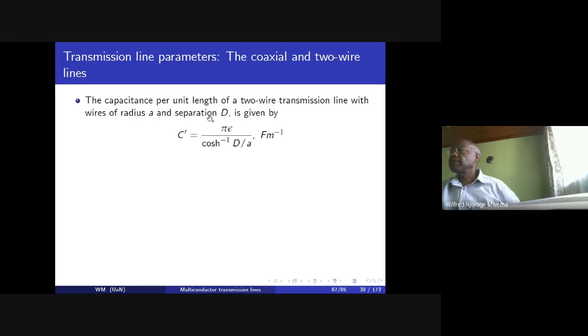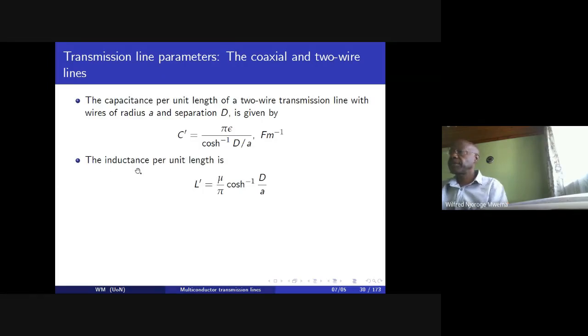Capacitance per unit length for a 2-wire transmission line of radius A with a separation D is of course given by C prime equal to pi epsilon over the hyperbolic cosine of minus 1 D divided by A. The A is the radius of the conductor, and D is the separation of the conductors, which we are assuming in this particular case are equal. And this expression is of course obtained from the electromagnetics, that is FEE 351, 352 that you covered last year.